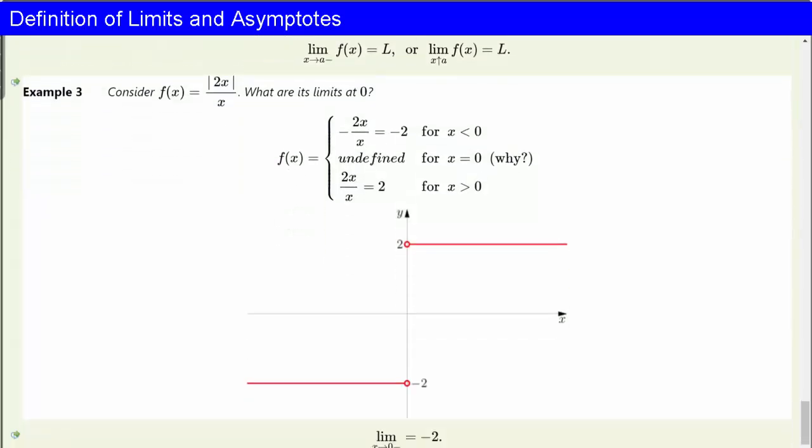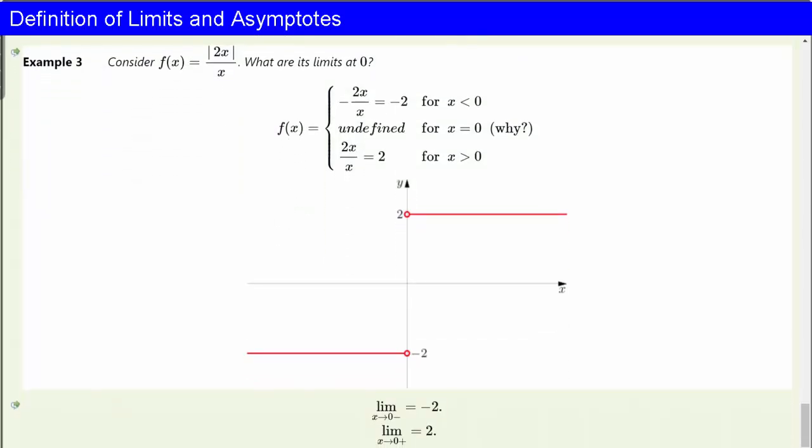Before we finally state the formal definition, let's look at some simple examples and determine the limits involved by using common sense. So consider f of x equals absolute value of x over 2x. This function is defined by different formulas for x negative and x positive. F of x is minus x over 2x for x negative, and that just reduces to f of x equals minus 2 for x negative.